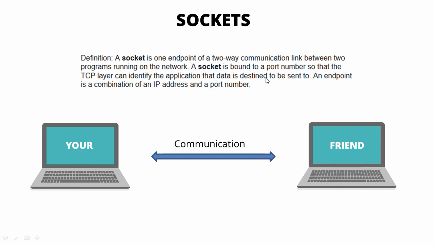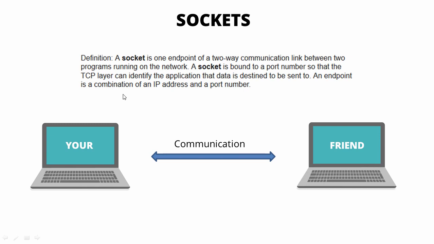Before we get into the informal definition of what a socket actually means, let's go to the official definition. According to the books, Google and official websites, a socket is one endpoint of a two-way communication link between two programs running on the network. A socket is bound to a port number so that the TCP layer can identify the application that data is destined to be sent to. An endpoint is a combination of an IP address and a port number.